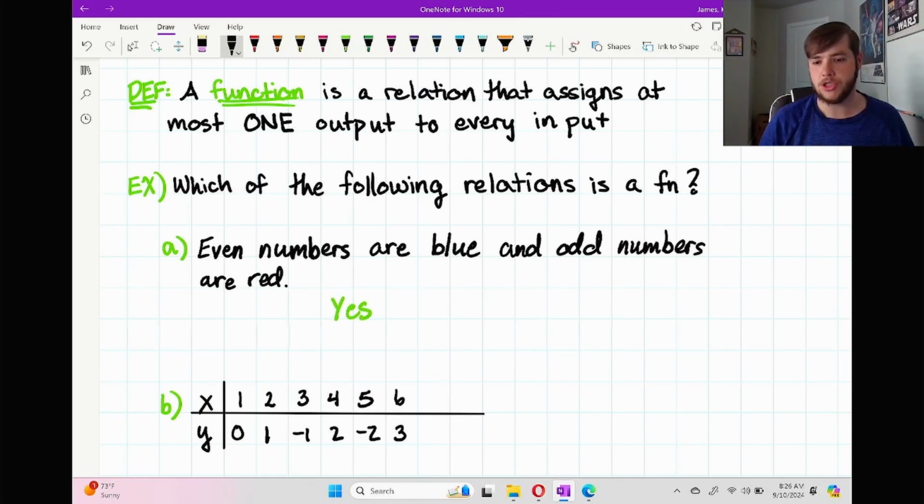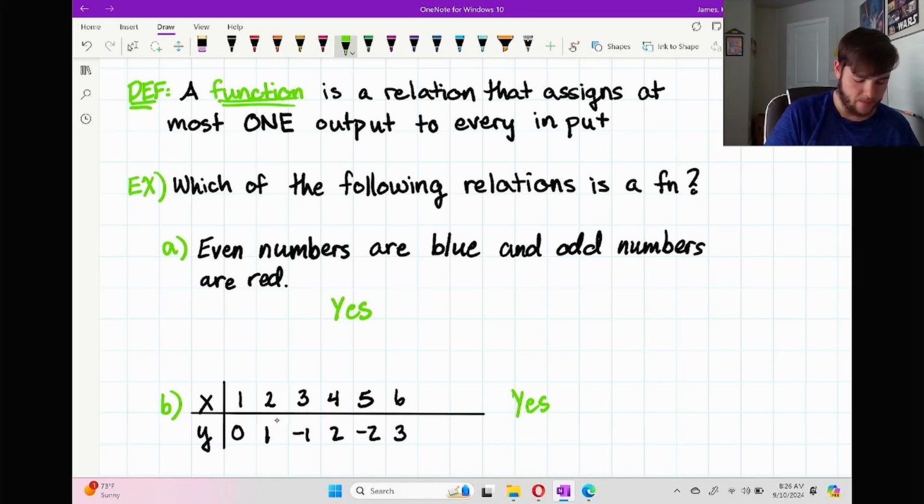Let's look at this relationship below. Why don't you pause the video here to see if you can determine whether it's a function on your own. I think this one is a function. Notice for each unique input, in this case I don't repeat any inputs, I have at most 1 output. So this is a function.